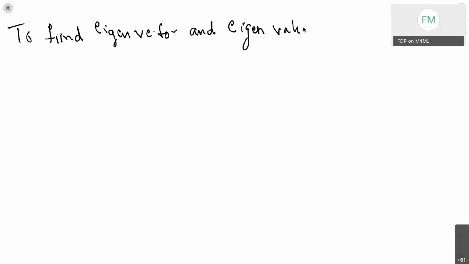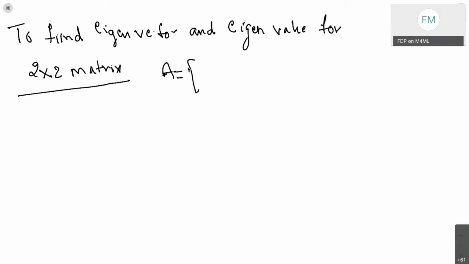To find the eigenvector and eigenvalue for a 2 cross 2 matrix, let's consider a matrix A: -6, 3, 4, and 5.